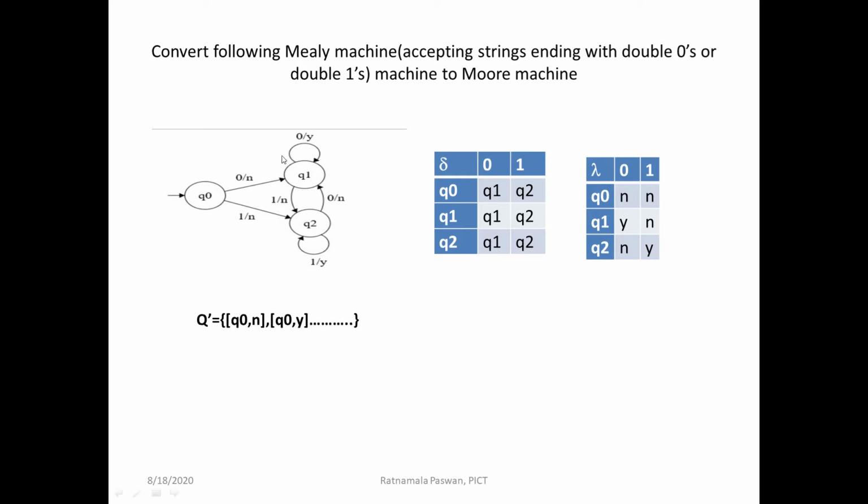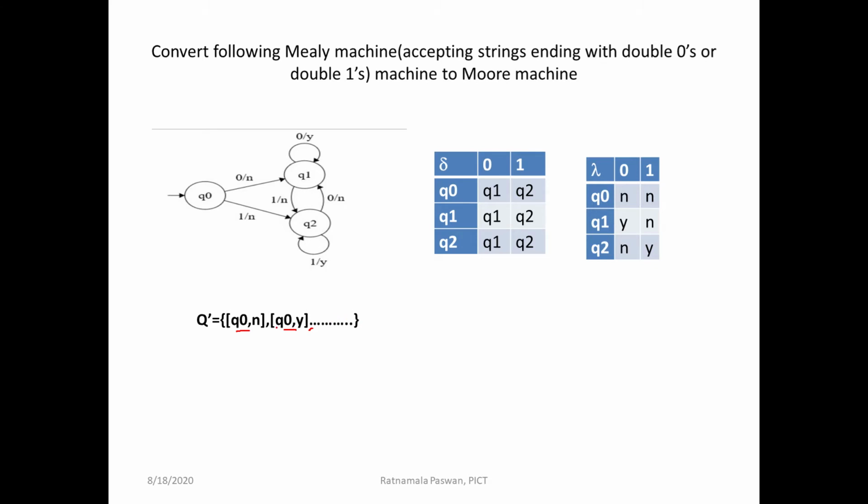So as we know, there are two output symbols, Y and N, and there are three states, q0, q1, q2. So in the resultant Moore machine, we have the Q dash like this. As we know, every state is split into the number of output symbols. So one example is given, q0 with N, q0 with Y. Like this we can add other states like q1 comma N, q1 comma Y.